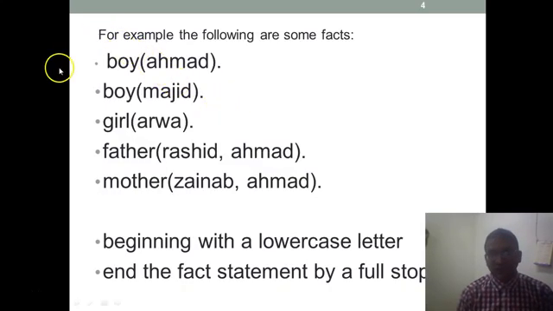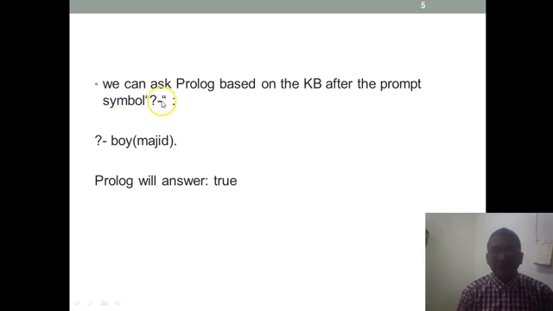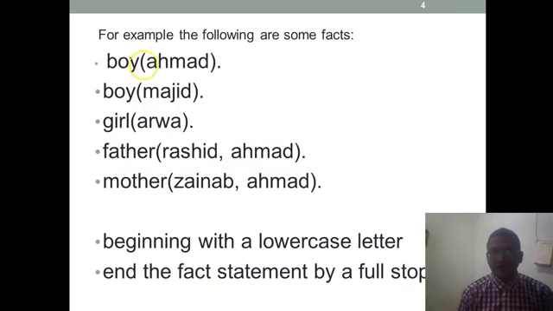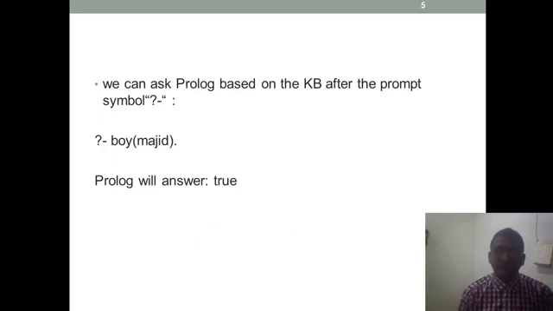So once you have created the knowledge base, then we can ask a query. You can ask Prolog, based on the knowledge base, after the prompt symbol. For example, if you ask the query boy Majid, that means is Majid a boy? So based on the given facts, you will get the answer true. So the answer for this is true.